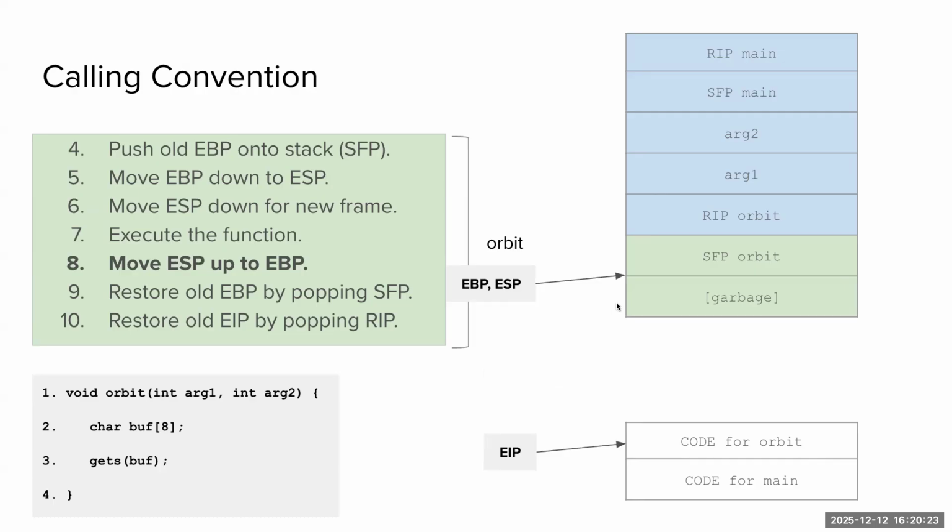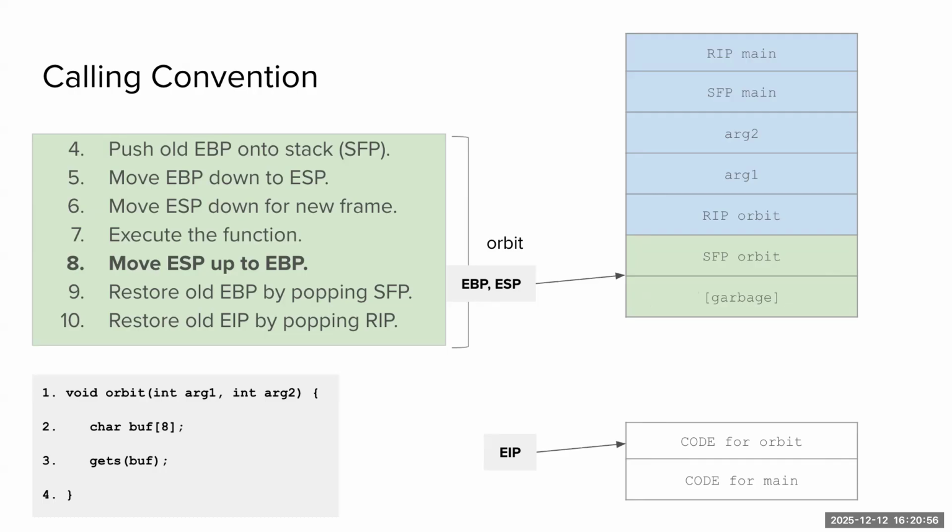So we're going to get rid of all the variables that orbit created. We don't need them anymore. Orbit has finished running. So we're going to move the ESP to the EBP. So that's where the start of the stack frame is, right? And the EBP's main job is to keep track of where the SFP and RIP of orbit are. Otherwise, we wouldn't know where we kept those two variables for storage, right? We stored them on the stack. We need to be able to retrieve them. So we need to know where they are. So that's why we have the EBP.